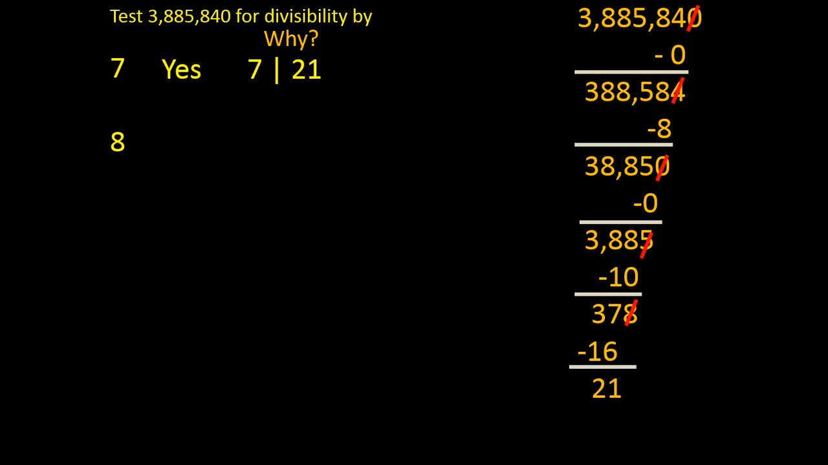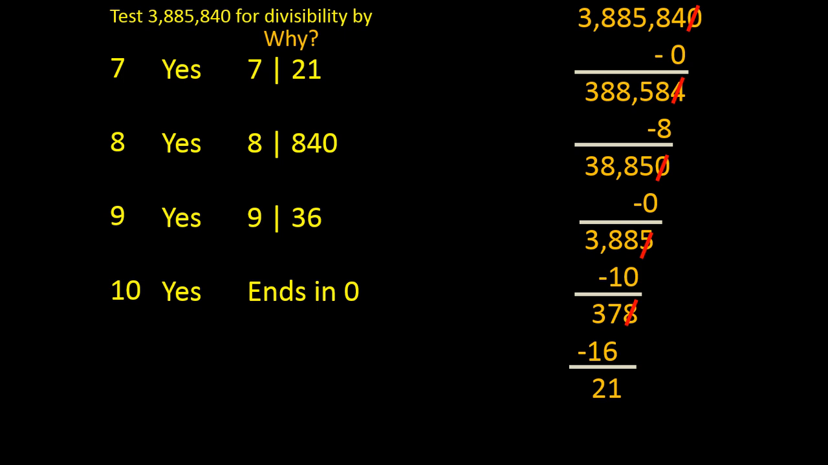The rule for 8 is to look at the number formed by the last 3 digits, which is 840. So can we divide 840 by 8 without a remainder? The answer is yes. The rule for 9 is add together all the digits in the number. If you can divide that number by 9, then the original number can be divided by 9. We've already added all these digits together and we found out that they were equal to 36. 9 does divide into 36 without a remainder, so yes, we can divide our original number by 9. For 10, we look at the last digit of the number, which is a 0. And since it's a 0, we can say yes, we can divide our number by 10.